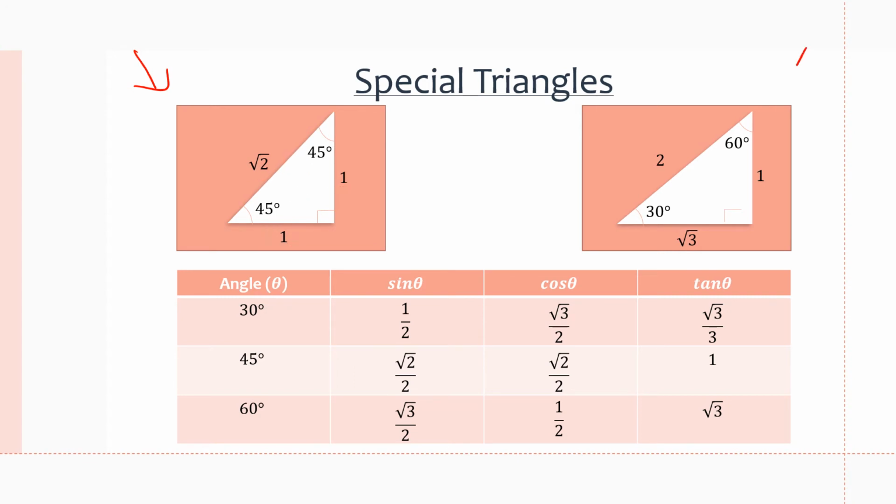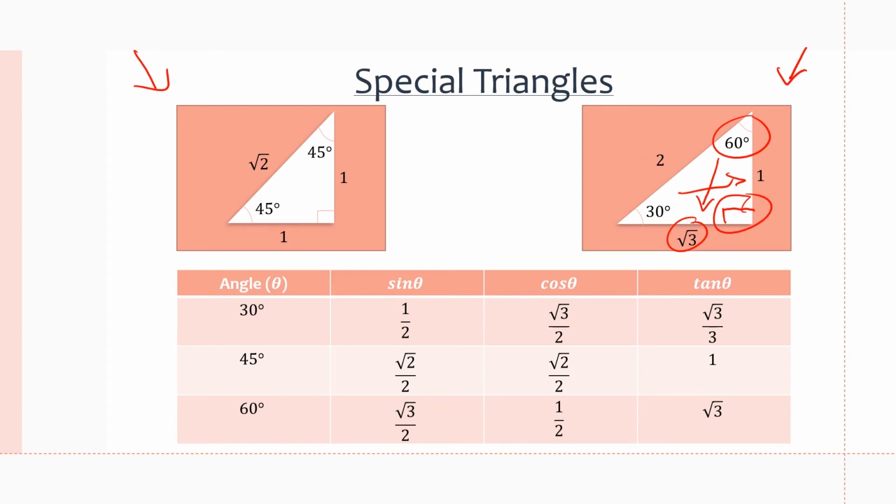Our second special triangle has a 90-degree angle, again, of course, which looks a little bit messed up here, but it's like that. A 90-degree angle, a 30-degree angle, and a 60-degree angle. Opposite to the 30-degree, we have a 1 as a side length. Opposite to the 60, we have a square root 3. And as a hypotenuse, we have 2, right?